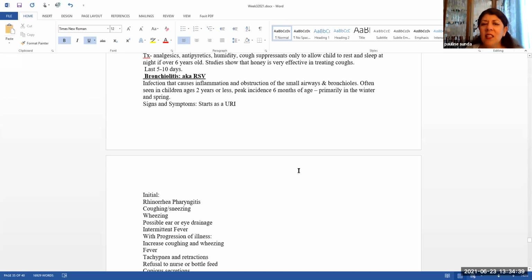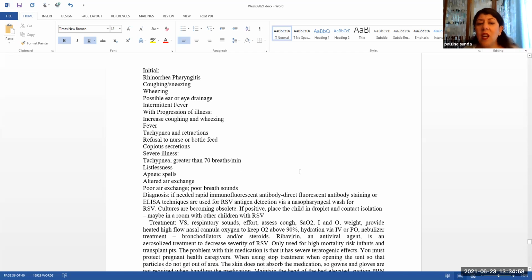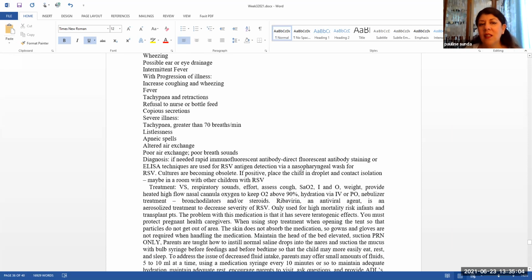Signs and symptoms: basically it starts as an upper respiratory infection. So rhinorrhea, pharyngitis, coughing, sneezing, wheezing, a possible ear or eye drainage, intermittent fever, and then as the illness progresses, they can have increased coughing and wheezing, fever, tachypnea, retractions, refusal to nurse or bottle feed, copious secretions. And as they become more severely ill, hopefully it doesn't get to this point, they can have tachypnea, respiratory rate greater than 70 breaths per minute, listlessness, apnea, altered air exchange, poor air exchange, and poor breath sounds.